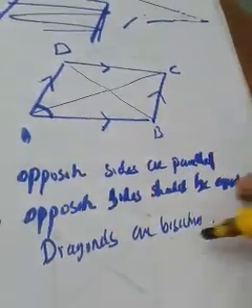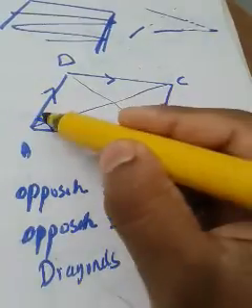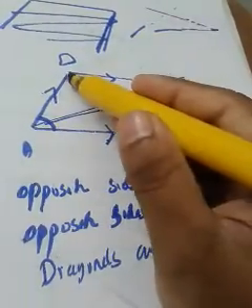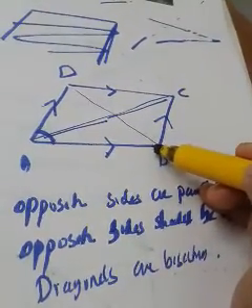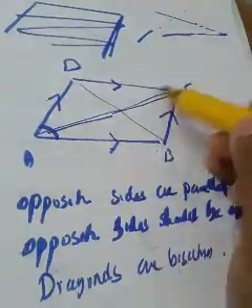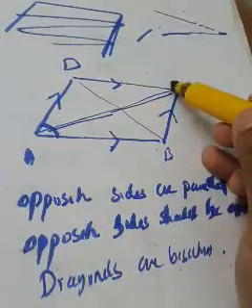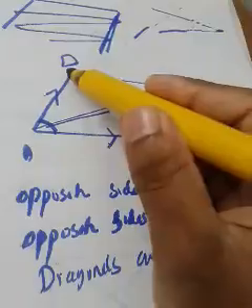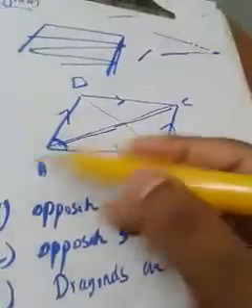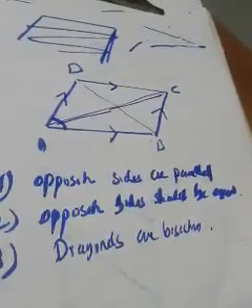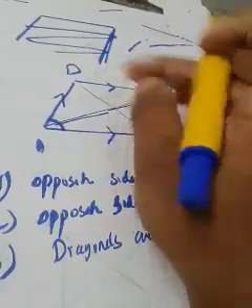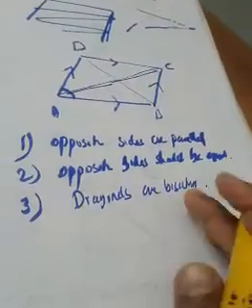But diagonals are bisecting means if it is 10 centimeter, it should be 5 and it should be 5. If it is 20 centimeter, it should be 10 and it should be 10. Another example, if it is 8 centimeter, it should be 4 and it should be 4. That is what diagonals are bisecting. Diagonals can be equal or not, but still diagonals are bisecting. If the total measure is given, it will be half of that. Similarly here also, diagonals are bisecting.